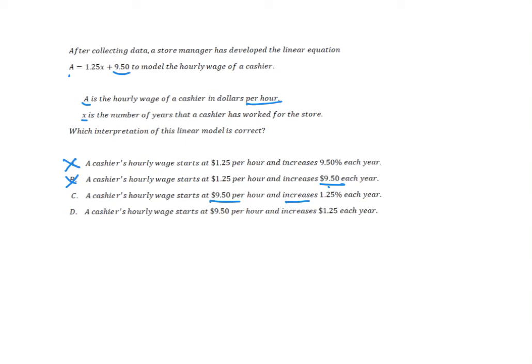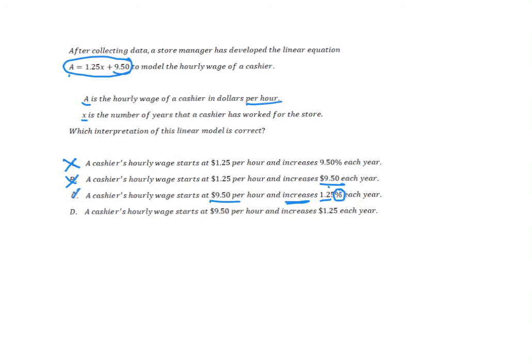So far the statement is correct. 9.50 is correct. Increase is correct. The number 1.25 is correct, but we don't have a percentage here. That's $1.25. That's what the equation is telling us. The cashier has 9.50 as the starting wage per hour, and it increases by $1.25, not $1, not 1.25%.